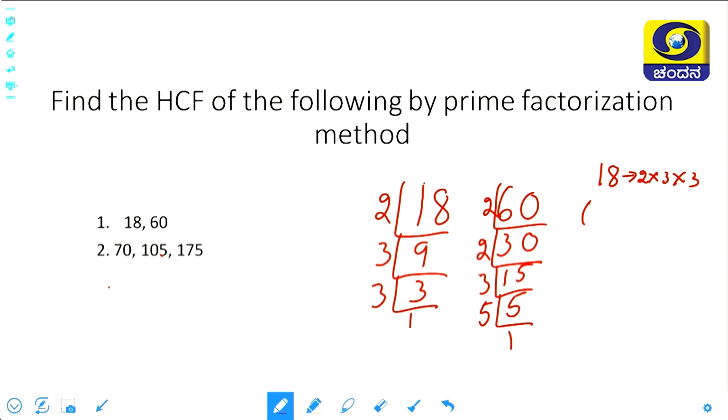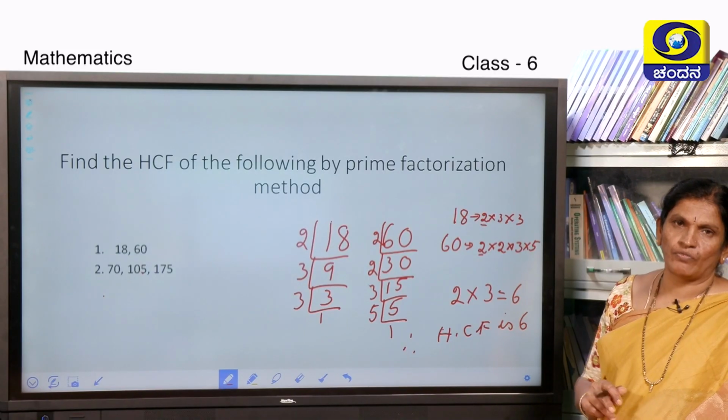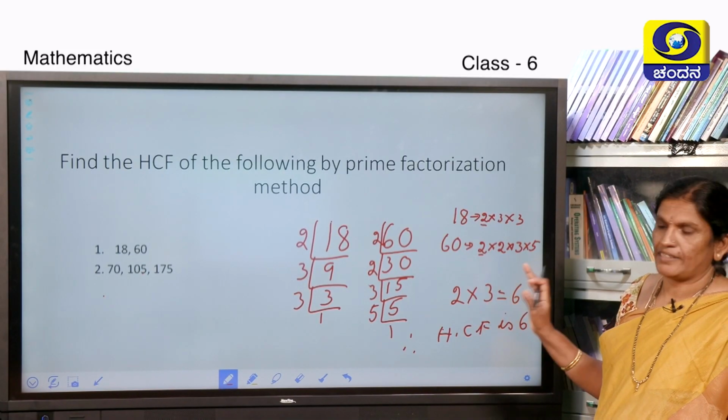Prime factors of 60 are 2 into 2 into 3 into 5. Here common factors are 2 and 3. Only two common factors, that is 2 and 3. 2 into 3 is 6. Therefore, HCF of 18 and 60 is 6. In this way, we can find the HCF of given numbers using prime factorization method.